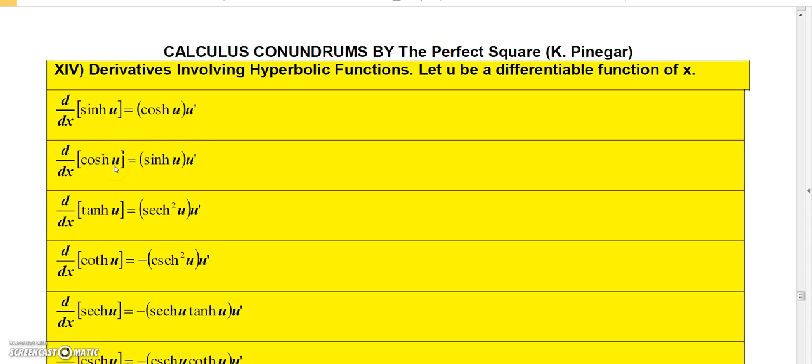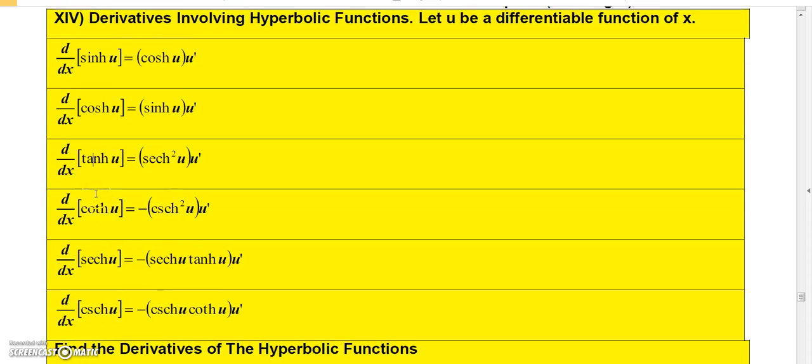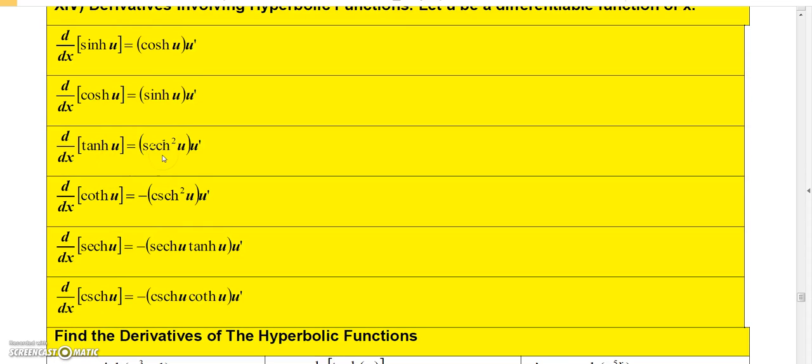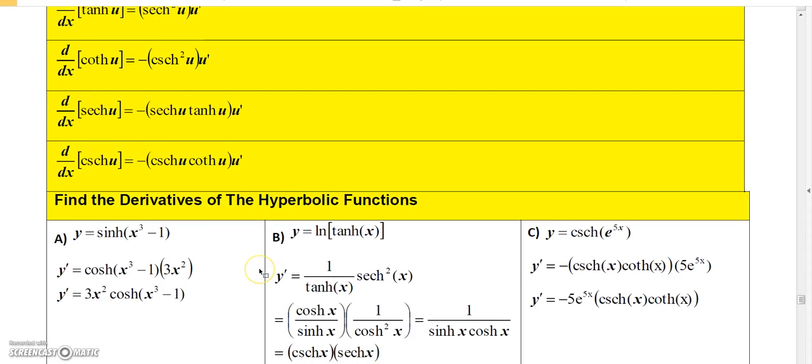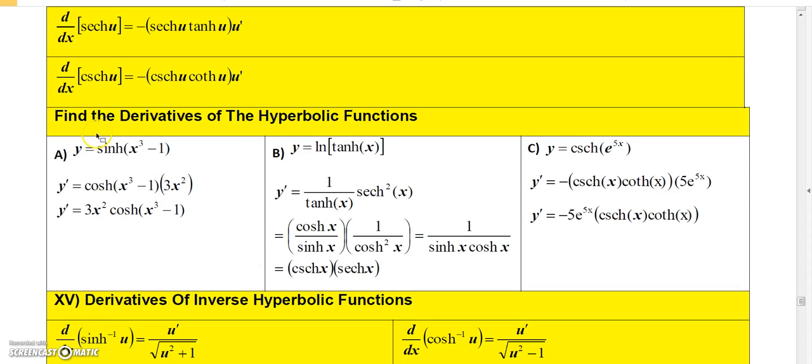The derivative of the hyperbolic cosine of u would be the hyperbolic sine of u times u prime. The hyperbolic tangent of u would be the hyperbolic secant squared of u times u prime. The hyperbolic cotangent of u is minus the hyperbolic cosecant squared of u times u prime. The hyperbolic secant of u is minus the hyperbolic secant of u times the hyperbolic tangent of u times u prime. And then finally, the hyperbolic cosecant of u is minus the hyperbolic cosecant of u times the hyperbolic cotangent of u times u prime. So let's apply these formulas to some functions.